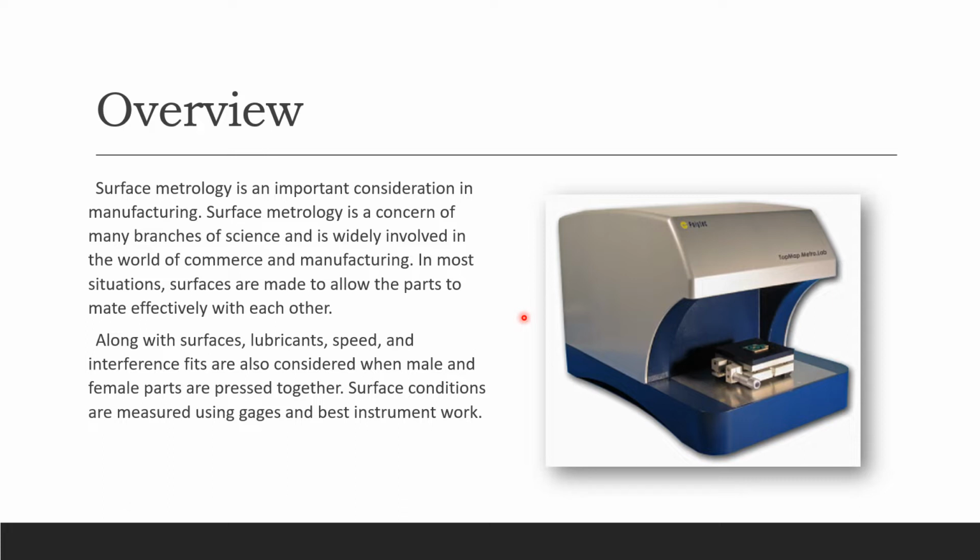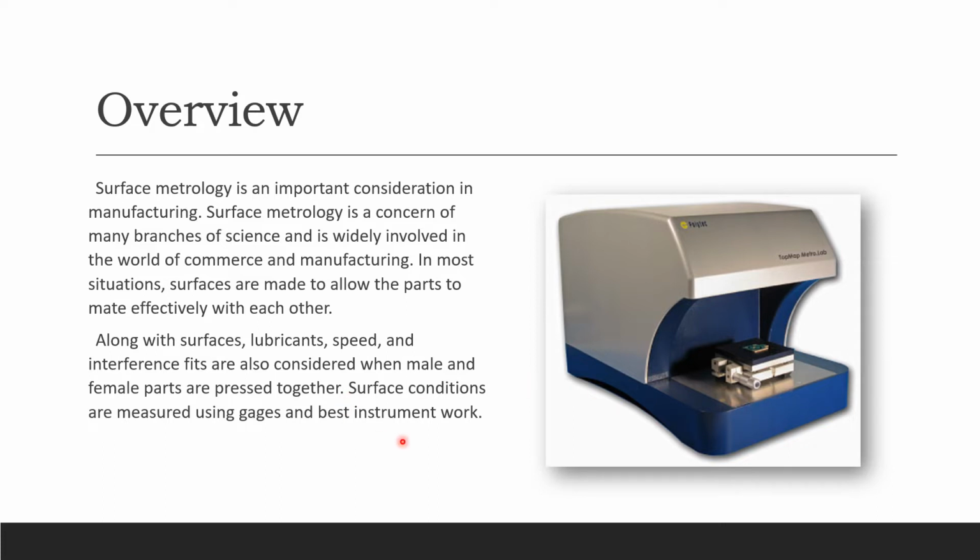So in most situations, surfaces are made to allow the parts to mate effectively with each other. When you take a look at this picture, you can see how this equipment is built, and you can see how these two hidden surfaces are mated to each other. For that to happen in manufacturing, you definitely need to do the surface metrology.